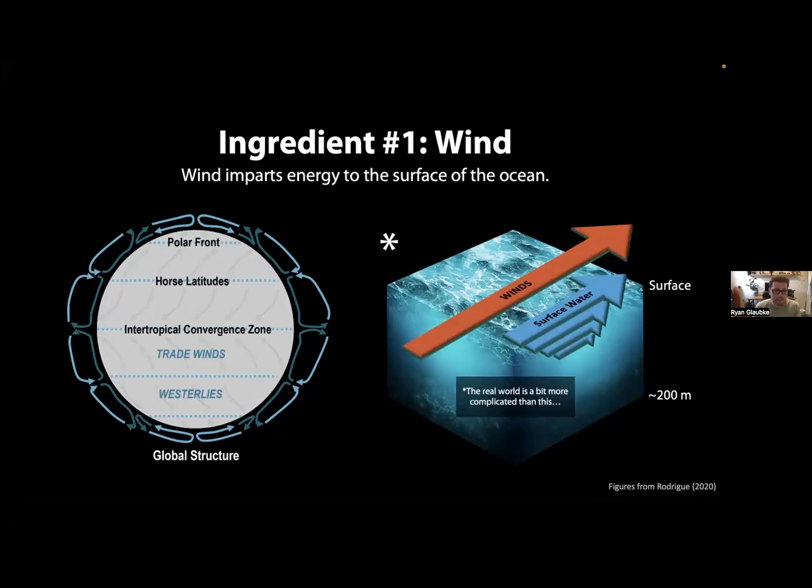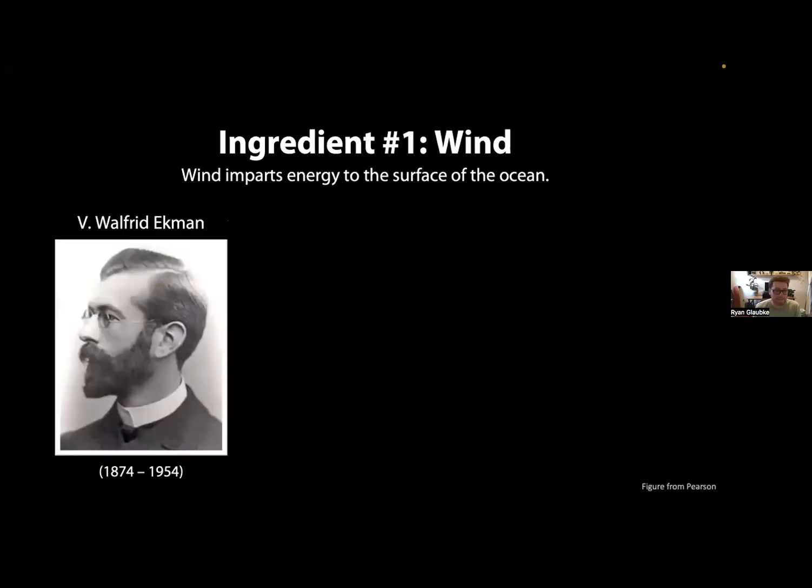This was best illustrated by a guy named Alfred Ekman. He's a Swedish physicist and oceanographer that lived in the early 19th century, early 20th century, late 19th century. And in 1905, he set sail on a ship called the Fram in the North Atlantic.